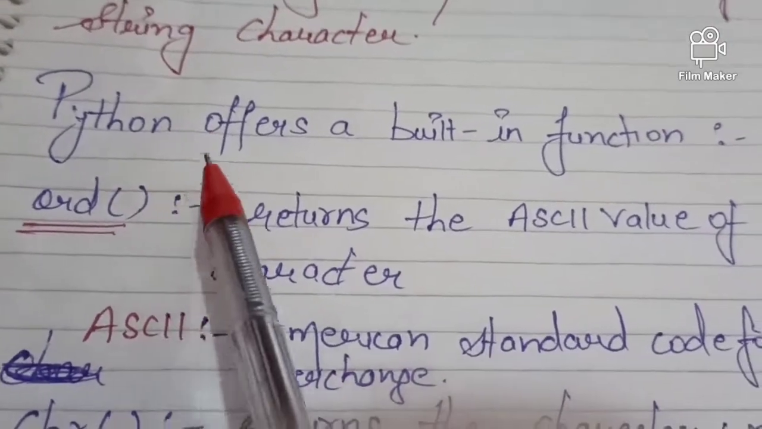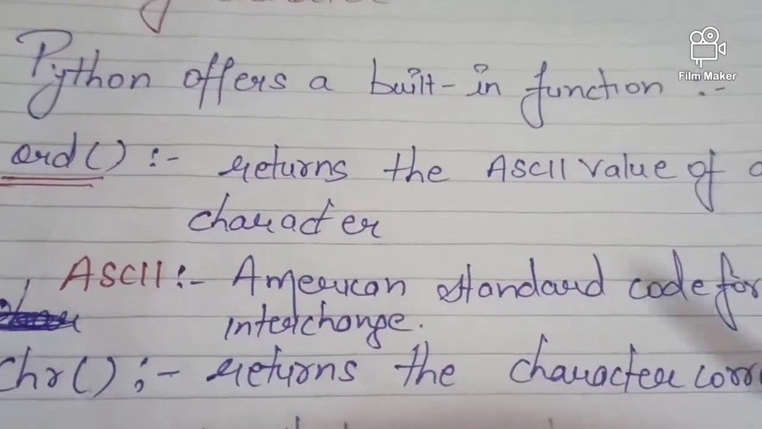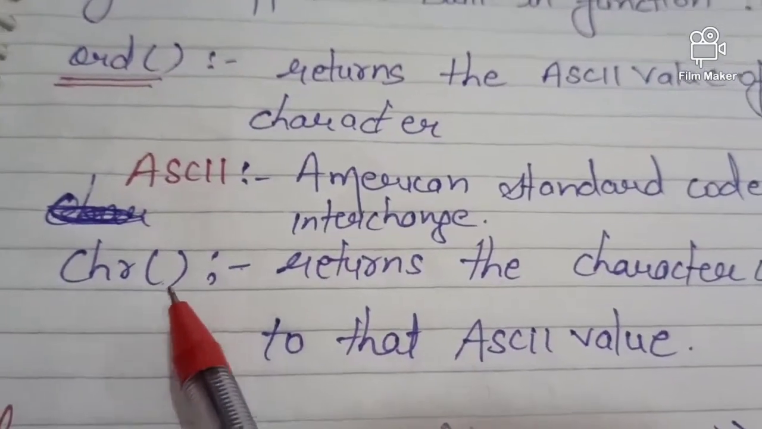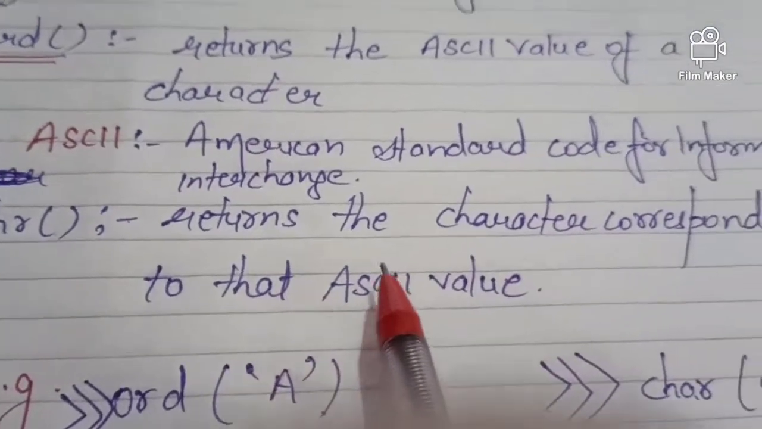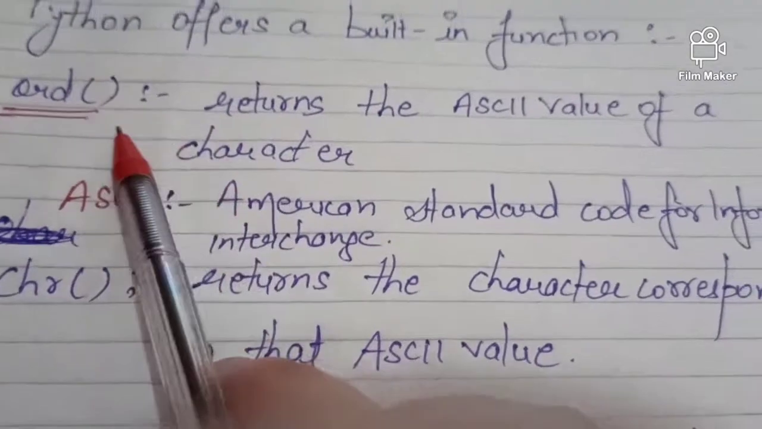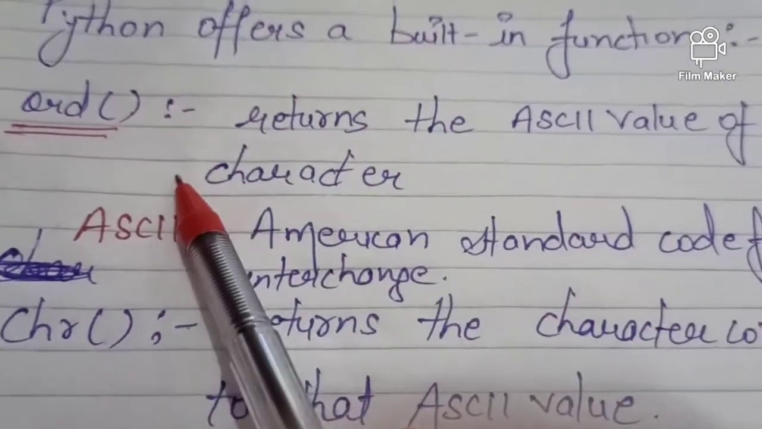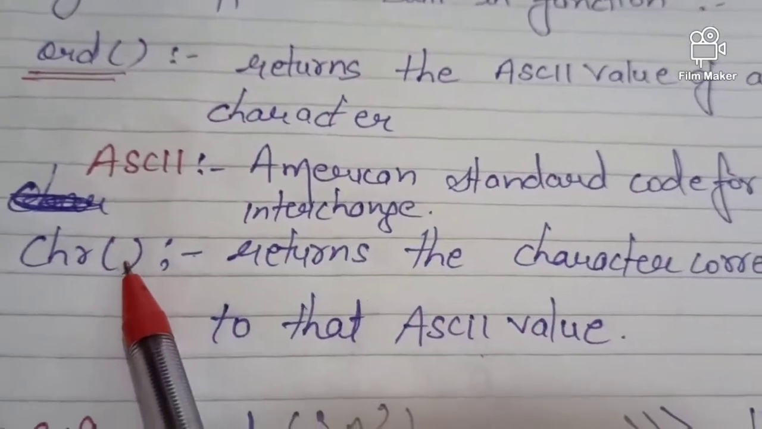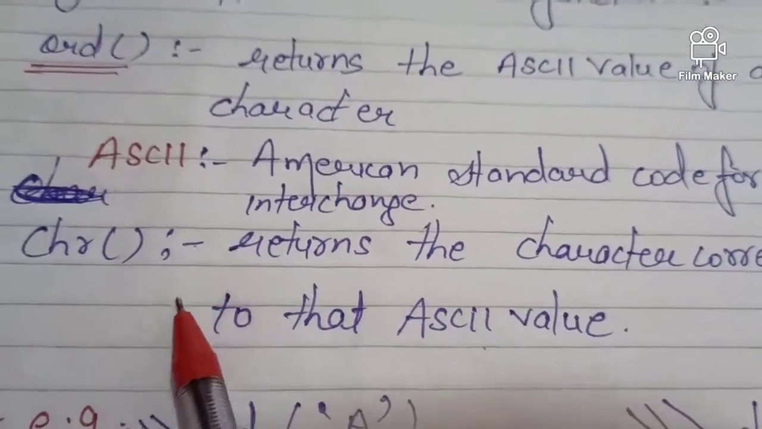Clear? In case we want to know the character at a particular integer value, we can do that by using the chr character function. It returns the character corresponding to that ASCII value. That means the chr function is the opposite of the ord function. Whatever character you pass inside ord, it returns its ASCII value, and whatever value you pass inside chr, it returns the character corresponding to that ASCII value.